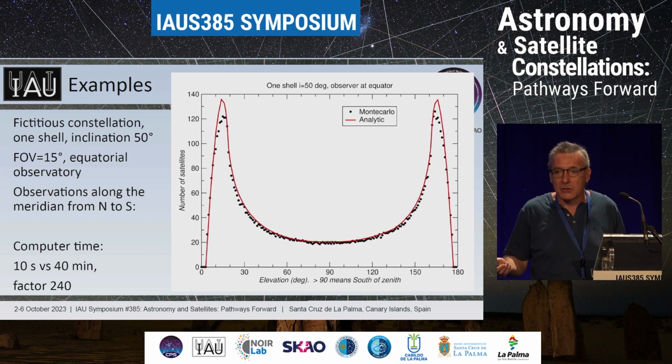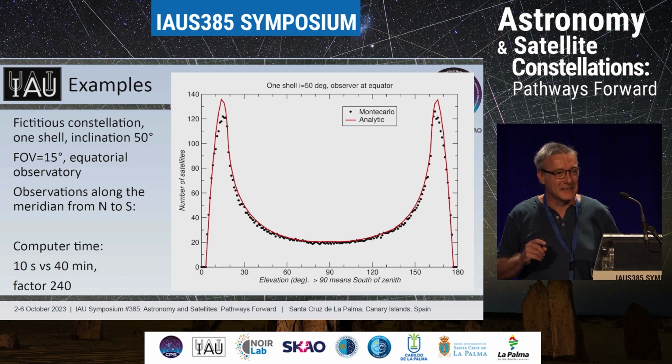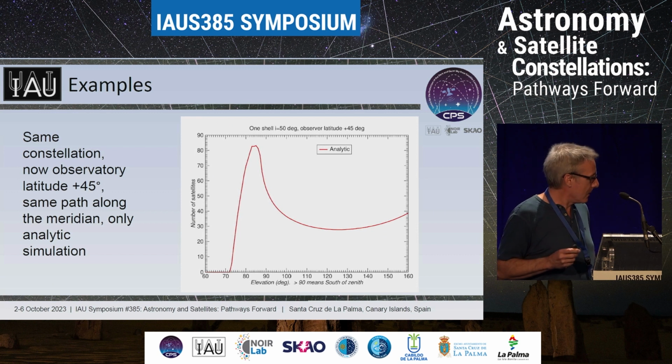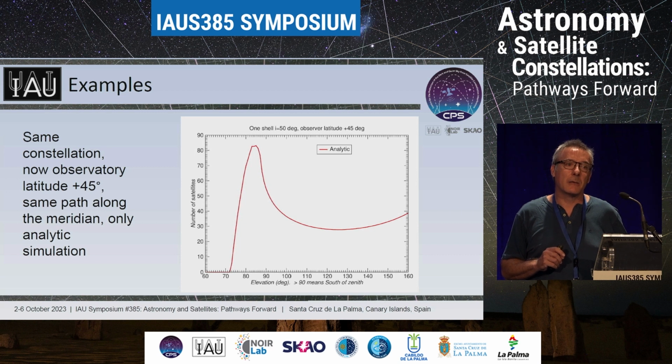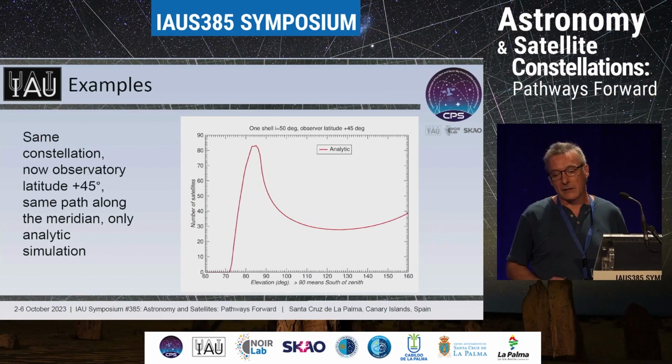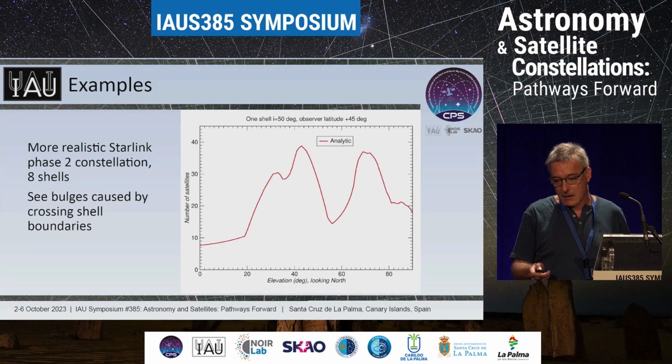So if everything is the same, what's the gain in doing the things differently? The gain is in computer time. We have 10 seconds for all the analytical simulation and 40 minutes for the Monte Carlo one. Well, I know that my code is probably not the most efficient, but in any case, the contrast is huge. All right. This is the same constellation, but seen from an observatory at 45 degrees latitude. And you see that the behavior is slightly different, but you can get this result for all the pointing directions in a matter of seconds.